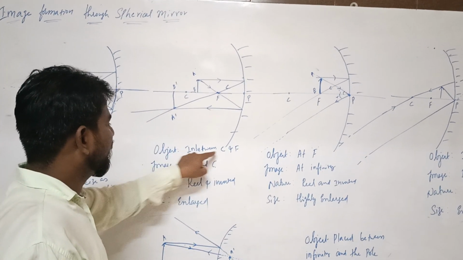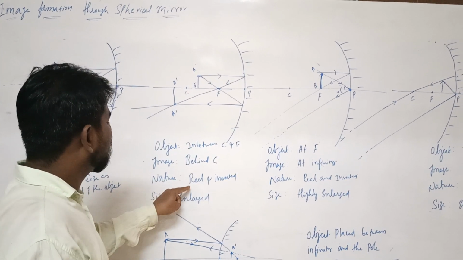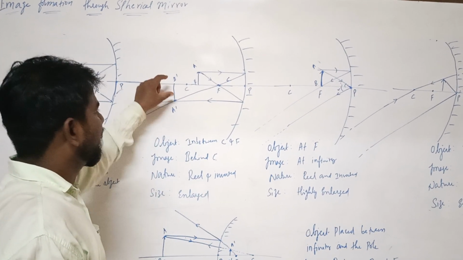Object is kept in between C and F. Image formation is beyond C. Nature is real and inverted. Size is enlarged.